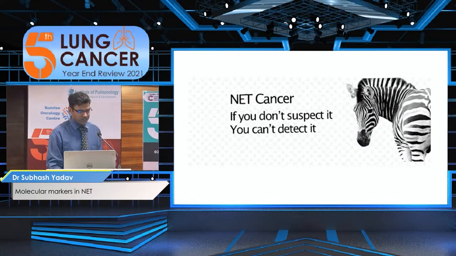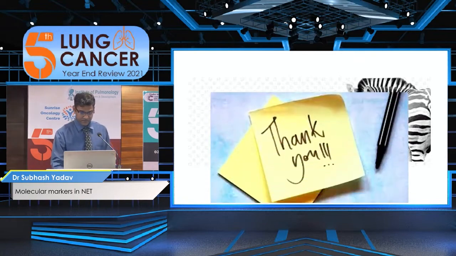For pathologists, if you don't suspect a neuroendocrine tumor, you cannot detect it, because the morphology is very similar, especially in cases of large cell neuroendocrine carcinoma. It may look like any other carcinoma. So you should have a strong suspicion to identify a neuroendocrine tumor.